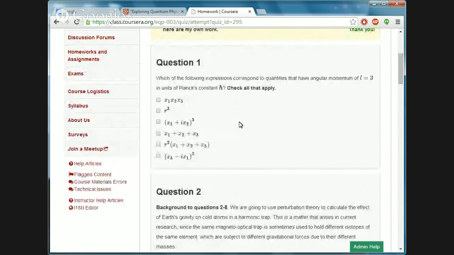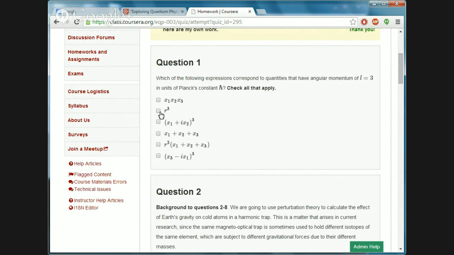All right. Who's going to answer this? Which of the following expressions correspond to quantities that have angular momentum of L equal to 3 in units of Planck's constant h bar? Who's feeling lucky? How about this? x1, x2, x3 are the conventional Cartesian coordinates. R squared is the sum of the squares. How about R cubed? Does that have angular momentum of 3? The answer is either yes or no.